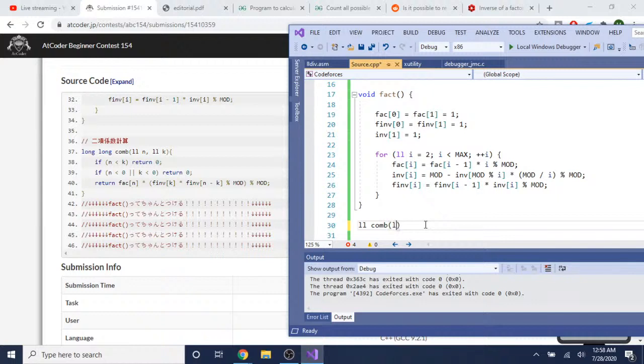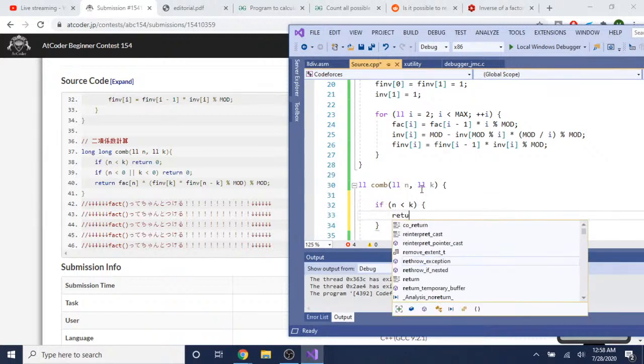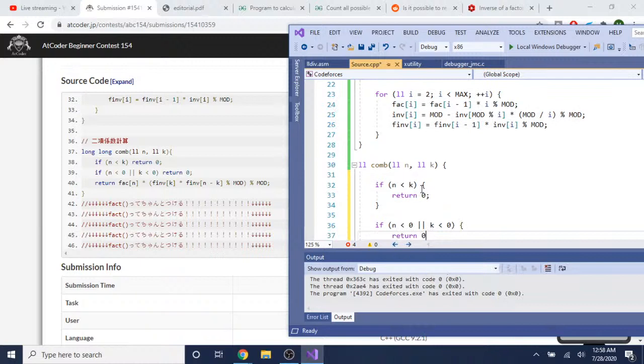So, okay, now let's look at the combinations function that calculates combinations. They use this, which is some voodoo magic that I don't understand. If n is less than k, we return 0. I think I understand that part. If n is less than 0 or k is less than 0, return 0. Okay, that I understand.